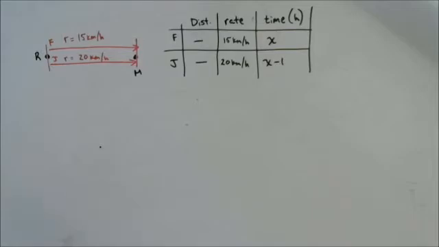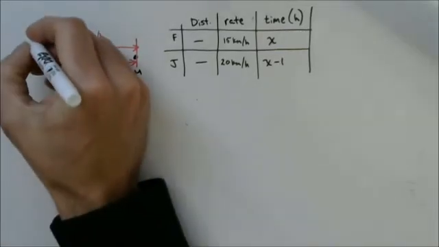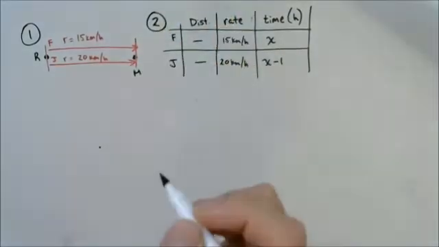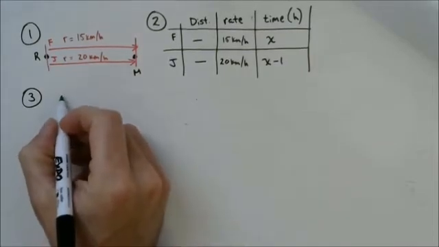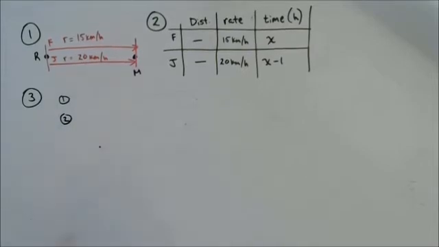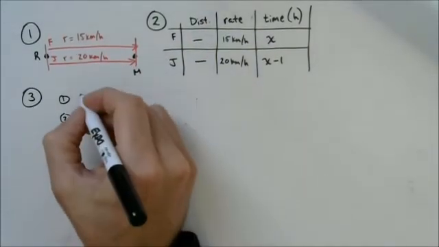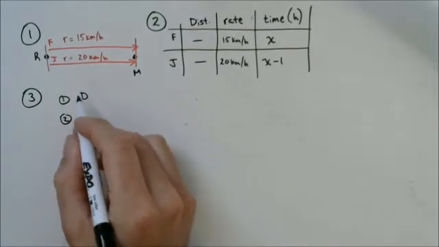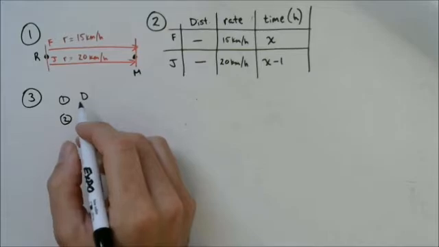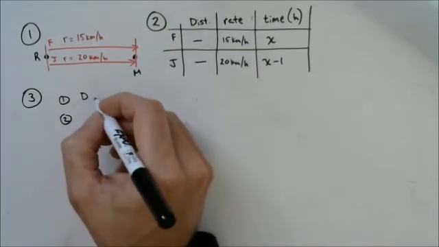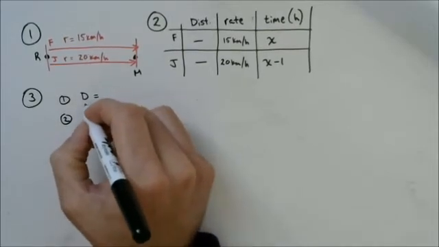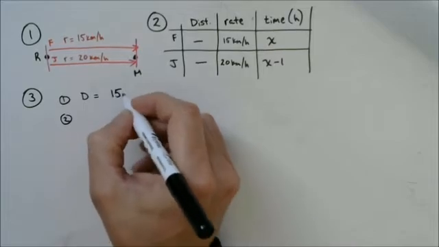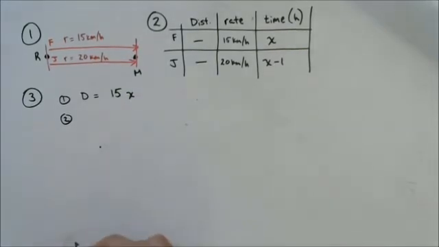Okay? Step 3, recording equations to represent the situation. So we're going to have 2 equations here, one for Frank, one for Jesse. And they're both going to be in terms of distance. And we know distance is equal, so I'm just going to use one capital D for that. And D is always R times T. So here we have the distance that Frank travels is 15 kilometers per hour for x hours.